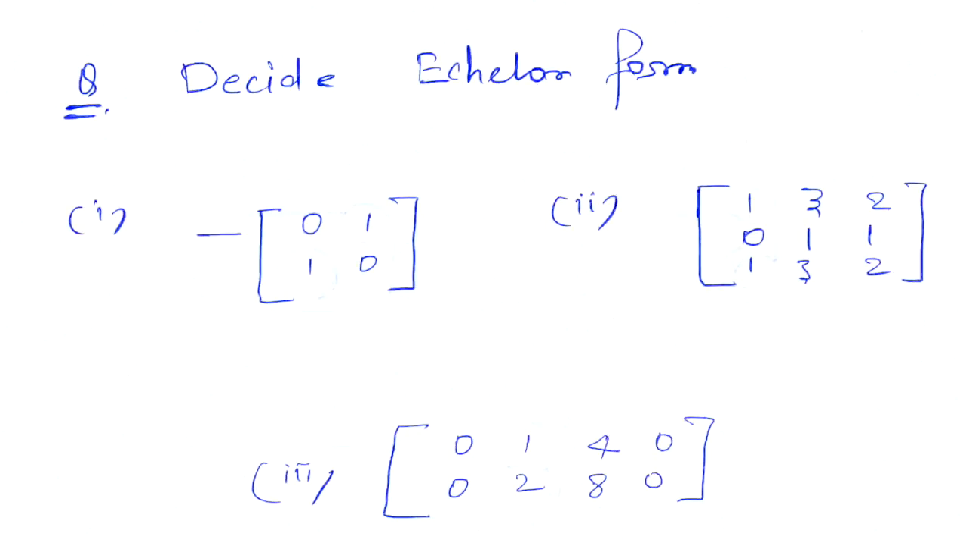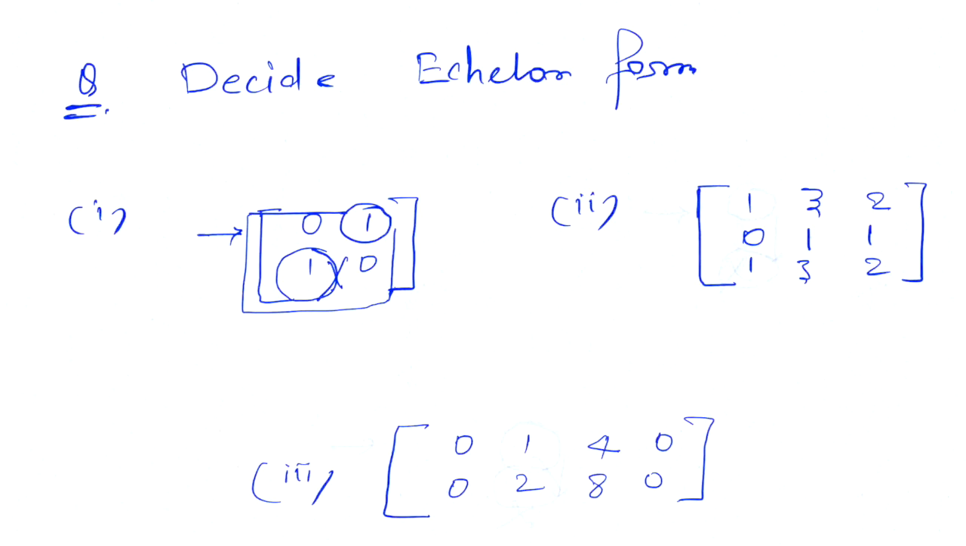Now we quickly decide on some matrices not in echelon form. In the first matrix, we can see that in the first row we get a non-zero element in the second column, and that is a pivot. If we look at the matrix below and to the left of it, we get a non-zero element other than that pivot, that is 1. So this matrix is not in echelon form.